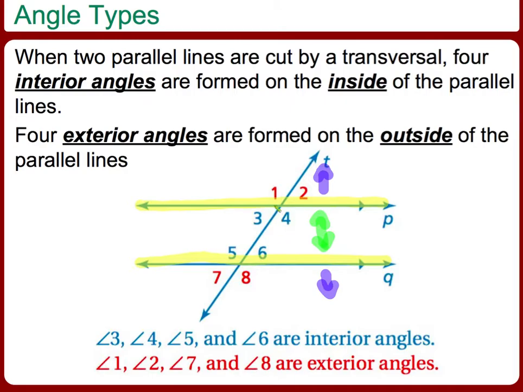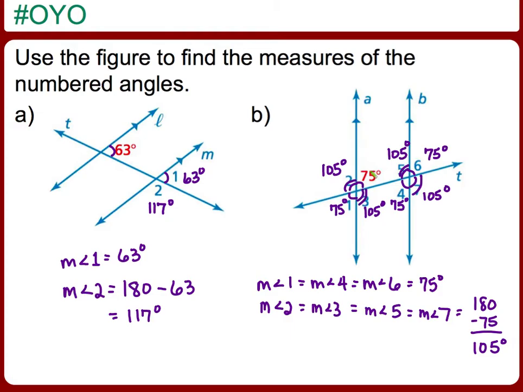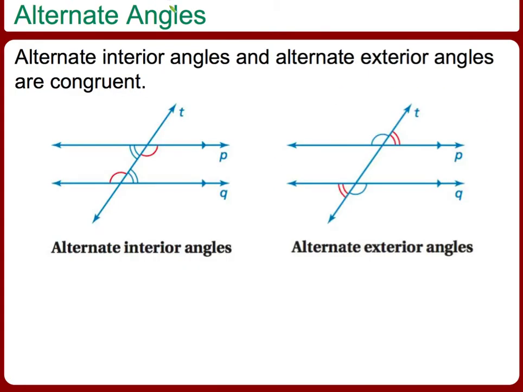Now we can be even a little more specific. We can actually break down our interior and exterior angles into alternating angles. And what we see is that these alternating angles are congruent. And we saw this way back in our examples here, where our alternating interior angles are congruent and our alternating exterior angles are congruent.